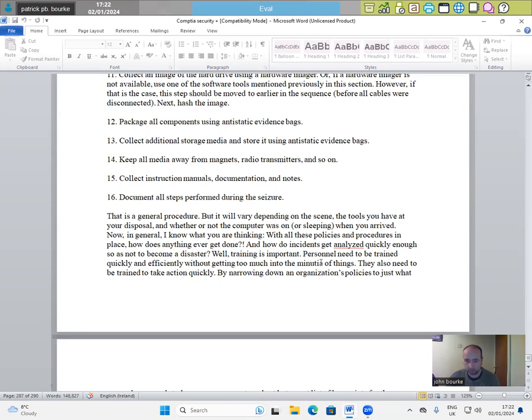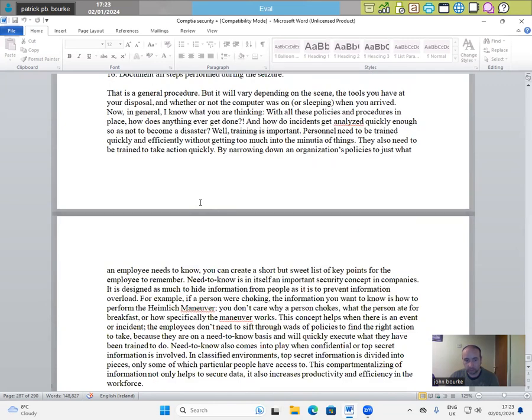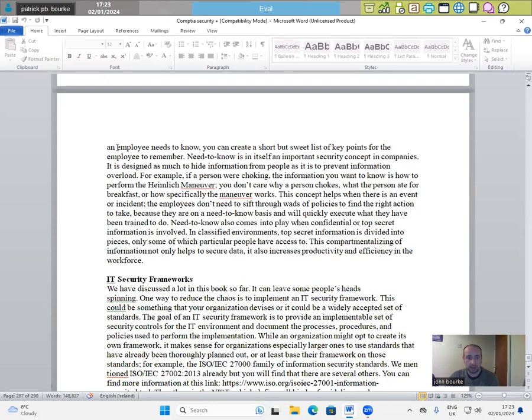Well, training is important. Personnel need to be trained quickly and efficiently without getting too much into the minutiae of things. They also need to be trained to take action quickly by narrowing down an organization's policies to just what an employee needs to know. You can create a short but sweet list of key points for the employee to remember.